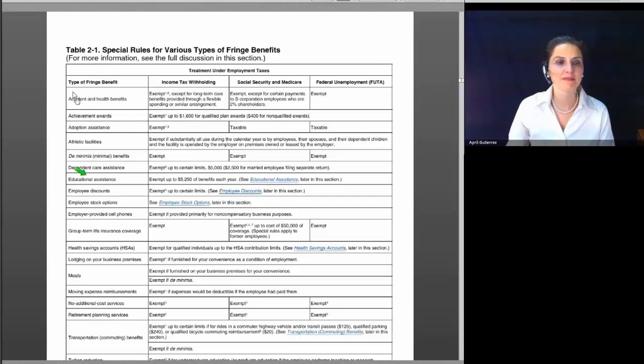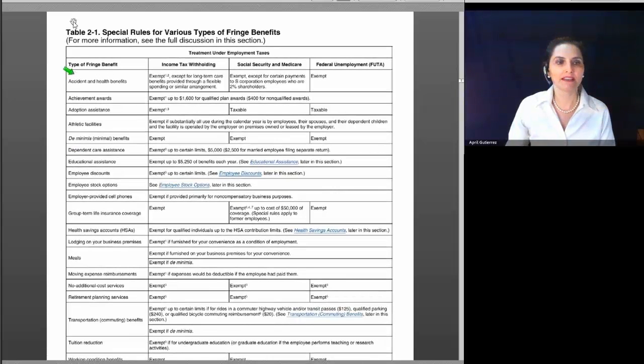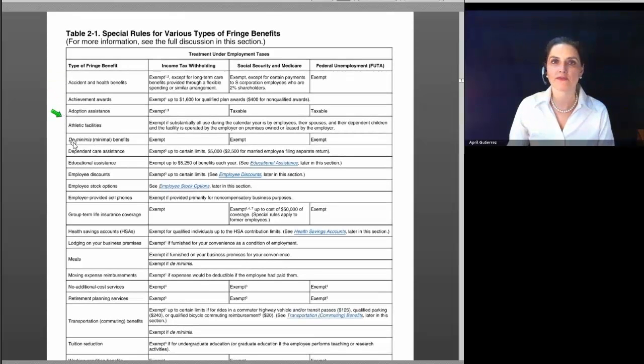Now, I did pull a table out of that Publication 15-B. It's Table 2.1. And this table gives you a description of many of the different types of fringe benefits an employer might give to employees, and it describes the tax treatment that is provided for under the law for that particular fringe benefit. Is it subject to Social Security tax but exempt from income tax, or vice versa? This is where you go to see how much or what types of benefit can be given tax-free and which types of benefits are taxable.